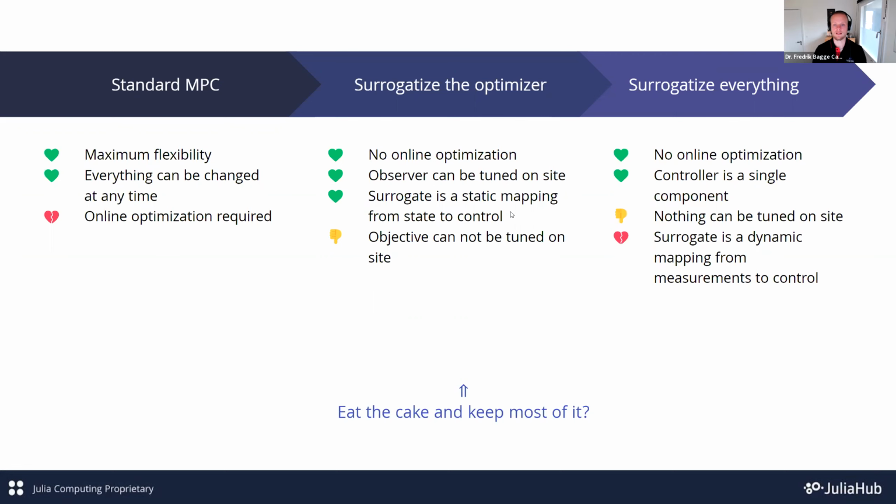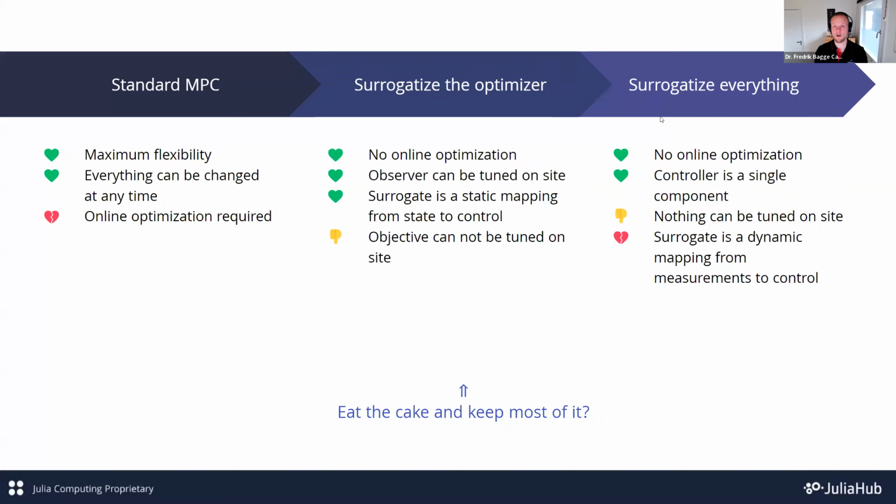And in this case, the surrogate is a static mapping from state to control. So when we look at the optimizer, perhaps it's not immediately obvious, but the optimizer is just an implicit definition of a function that takes a state estimate and produces a control signal. So that's a completely static mapping. A slight downside here is that the objective value of the MPC controller cannot be tuned on site after deployment if we have surrogatized the controller. There are strategies to mitigate this, but it makes it slightly more inconvenient.